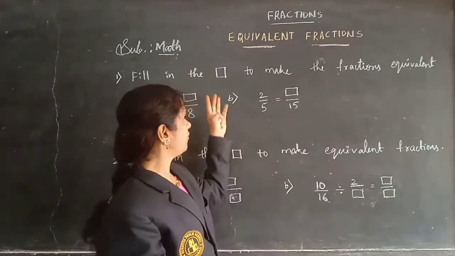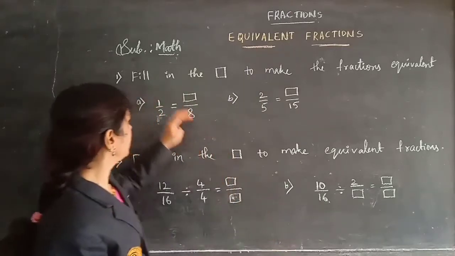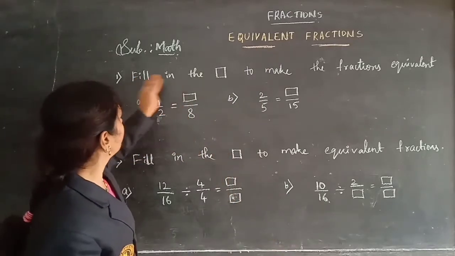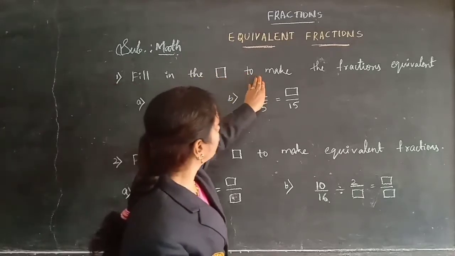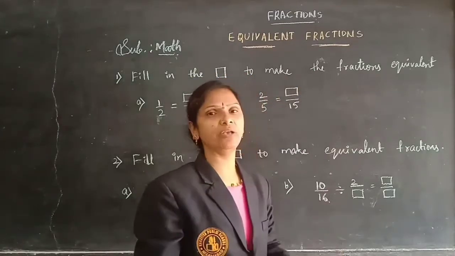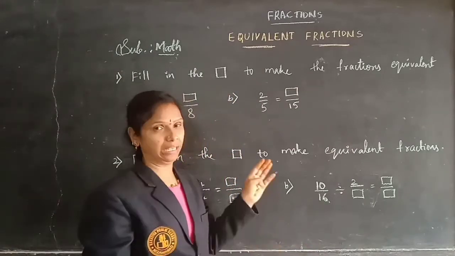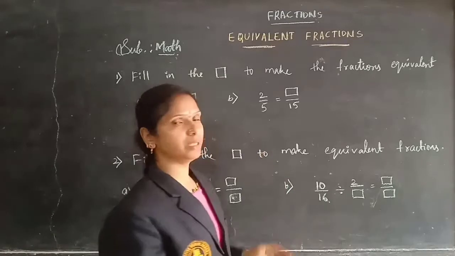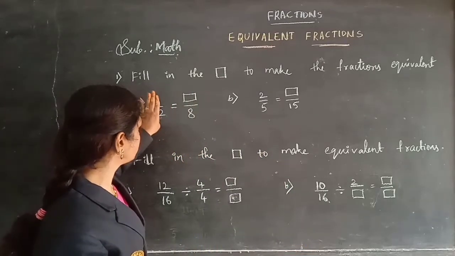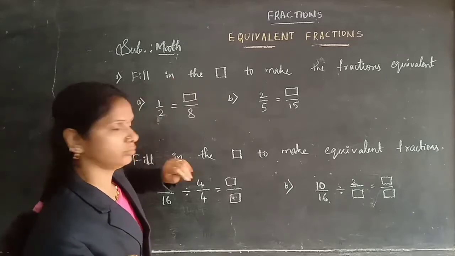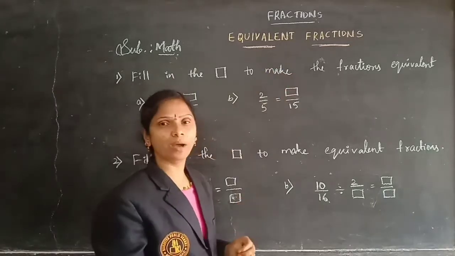Here children, I will look at this fill in the blanks which is based on the equivalent fractions. Come on, first one. Fill in the box. Now we need to fill up the box to make the fractions equivalent. So the given fractions to make into equivalent, we need to fill up the boxes. Nothing but we need to write the equivalent fractions of 1 by 2. And here we need to write the equivalent fractions of 2 by 5.